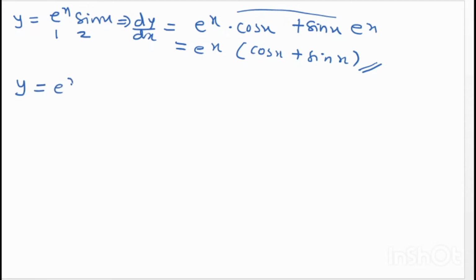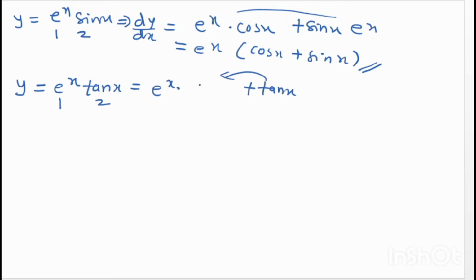Next example, e raised to x into tan of x. Very simple example. We make the first and second. So first ko first, second ko second, take the plus sign between them, and the derivative of whatever remains.